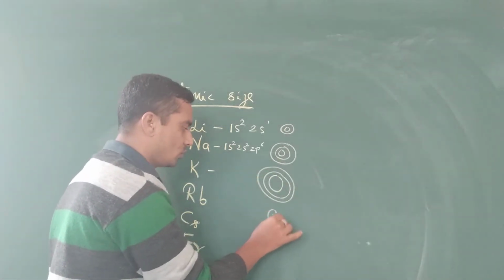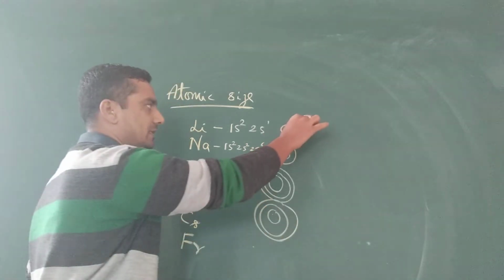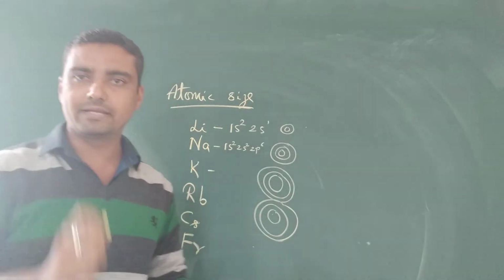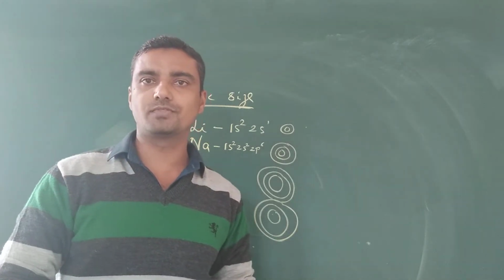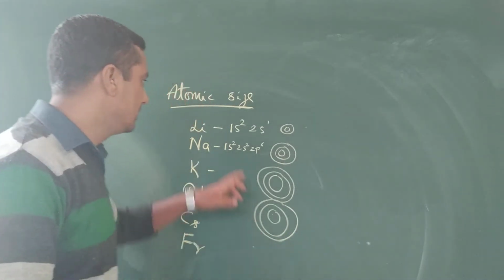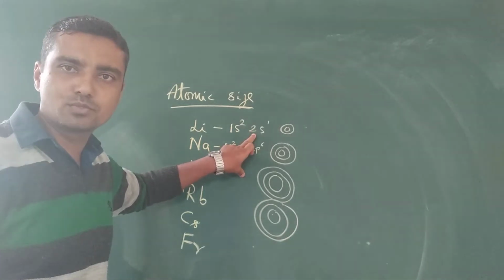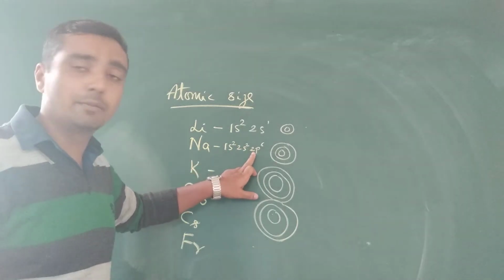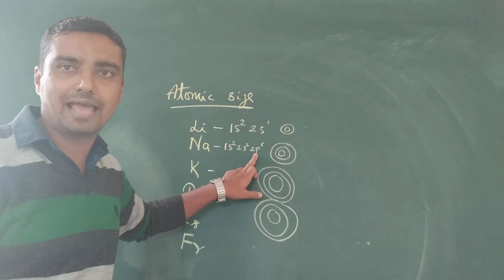If we go for the rubidium atom, going down the group, the size of the atom goes on increasing. Why does it increase? Because of the addition of new shells. See here: lithium contains only 1s2 and 2s1. For the sodium atom, the p orbital becomes extra, so one more orbital gets added.